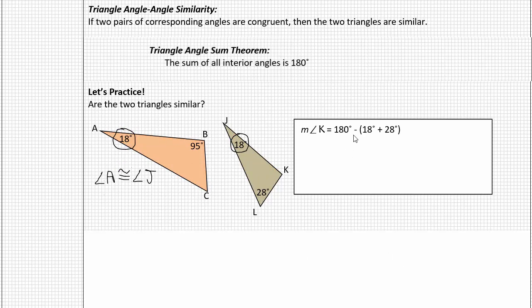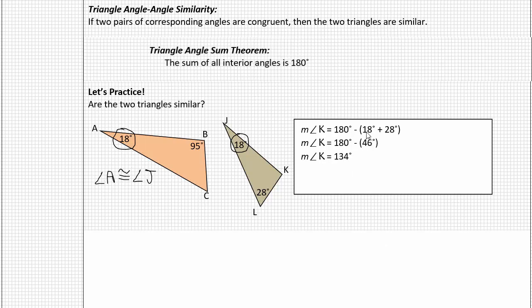So I've started to write it out here, and I could have chosen C or K, but I went ahead and decided to find the measure of angle K. And I know that angle J, K, and L all have to add up to be 180 degrees. That's what the angle sum theorem tells us. They all add up to 180 degrees. So if I add up 18 and 28, I can subtract that from 180, and that will tell me the measure of angle K. So let's go ahead and do those calculations. Go ahead and pause the video, do your work, and then let's check back in just a moment.